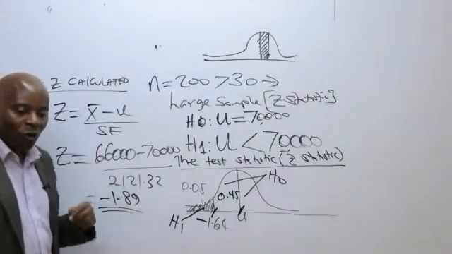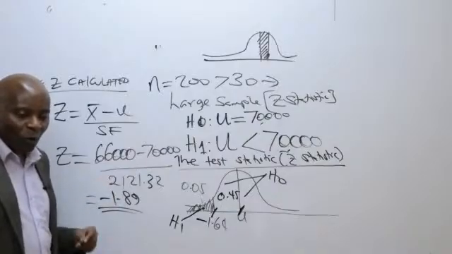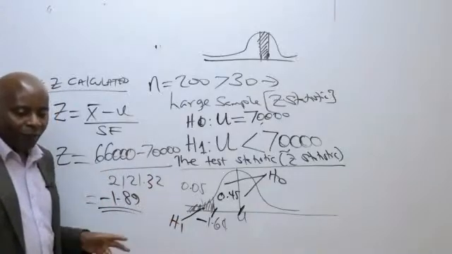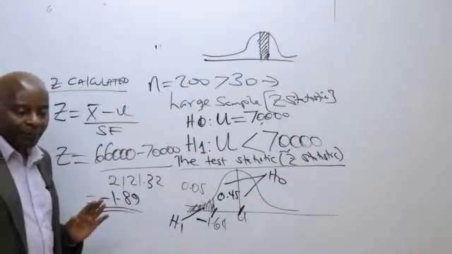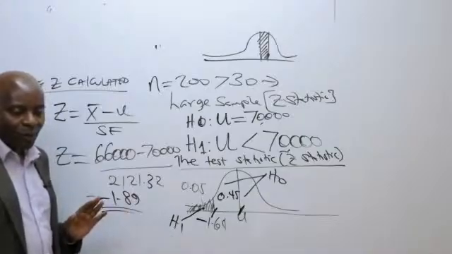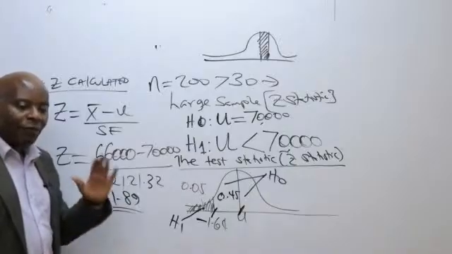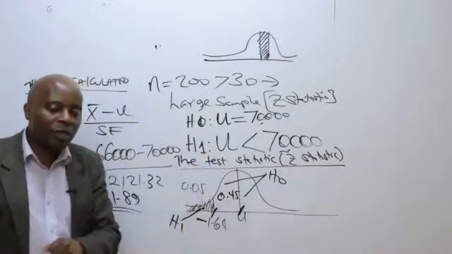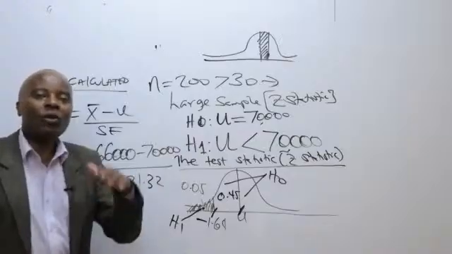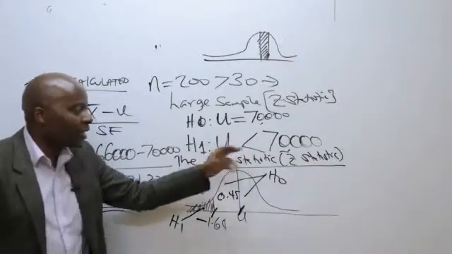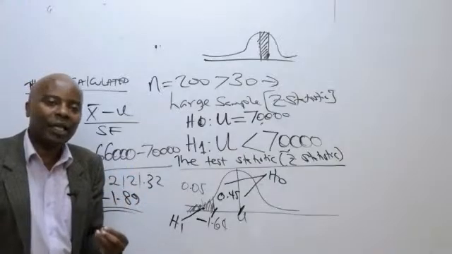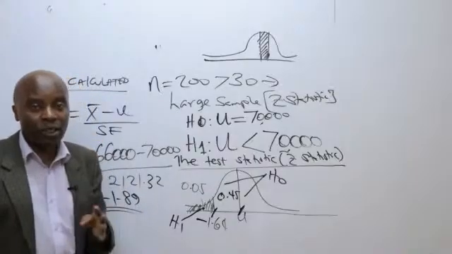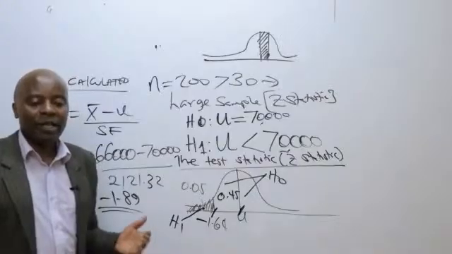and therefore we accept H1, because the shaded area is for H1. And if we are accepting H1, what are we saying? That this lady who was saying that this system is not effective was right. The lady who was saying that the system is not effective, that less than 70,000 receipt is what we will be getting, is correct. Although for us at section 4, we don't go into those details. Yours is to tell us, accept H1 or reject H0.